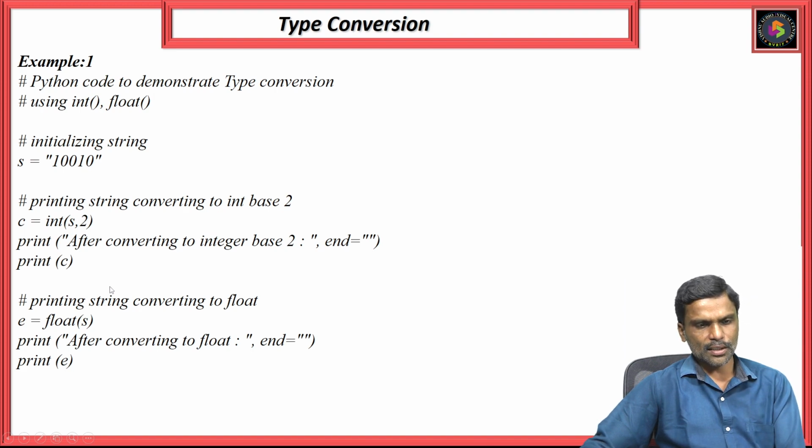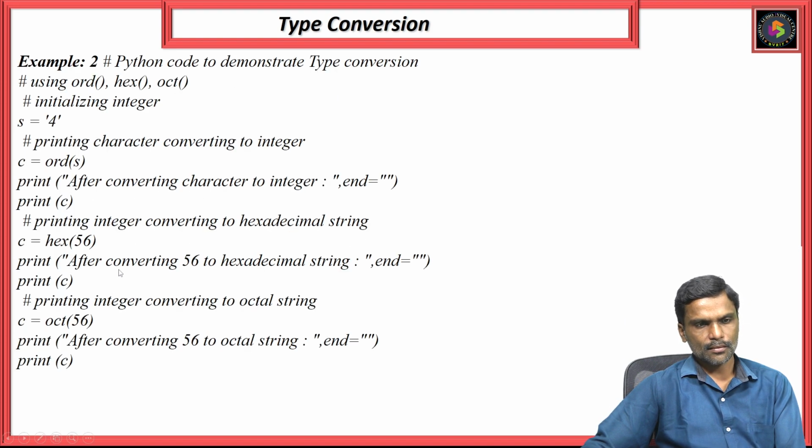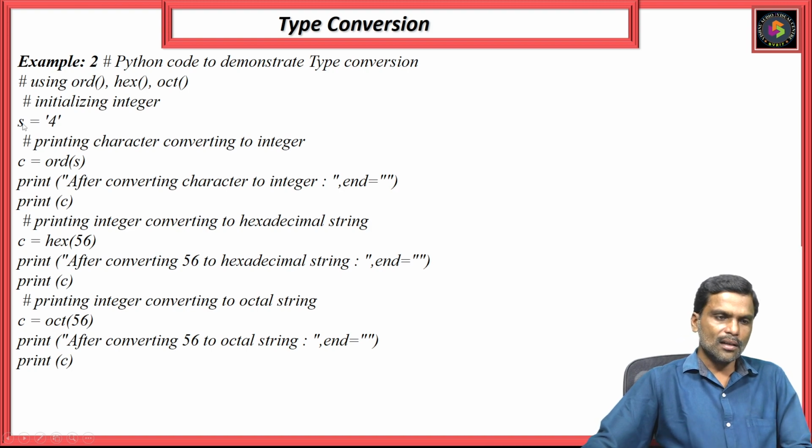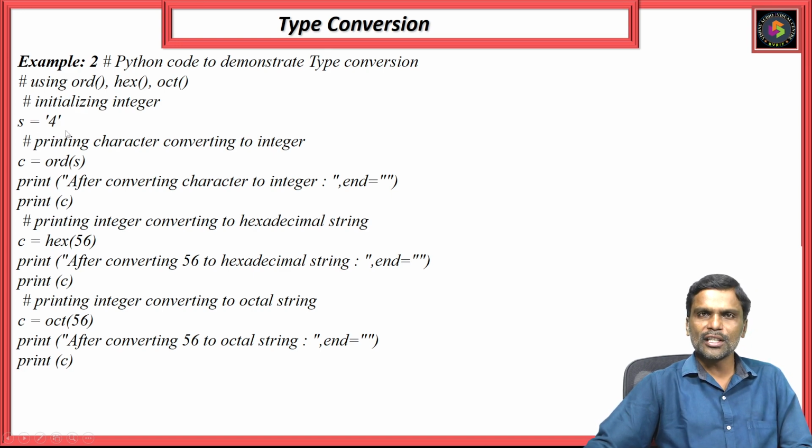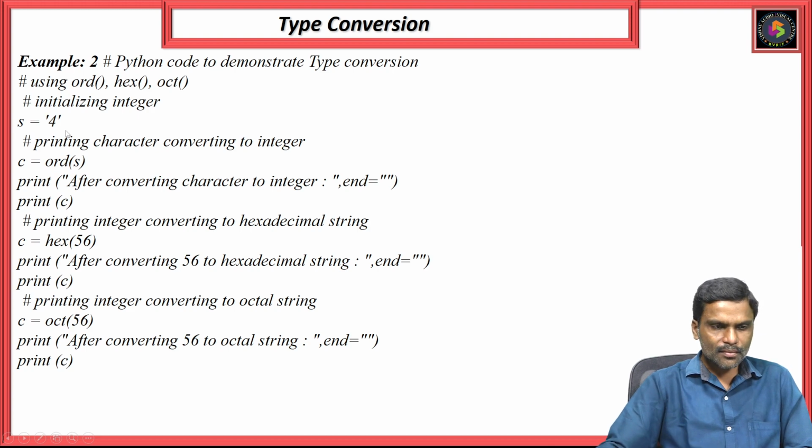The next example you can see. Here, second example I have given. s is equal to 4. It is not an integer, it is not a number. Here s is equal to 4 in inverted commas means it is a character. c is equal to ord(s). Just now we have seen ord is a function that converts a character into the integer. So c is equal to ord(s), and c is printing the value. We are converting this character into the number.